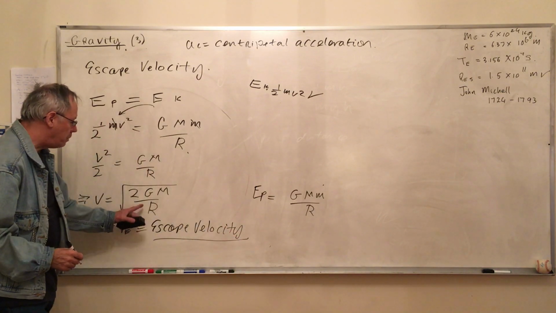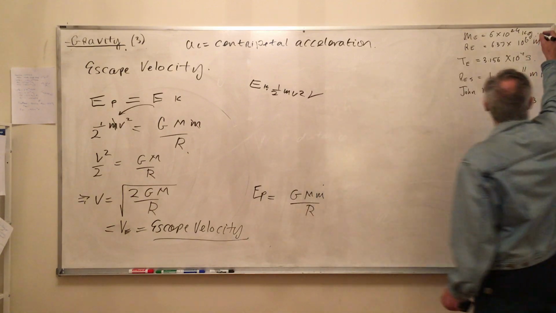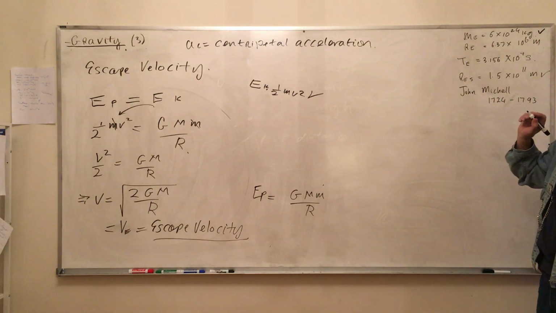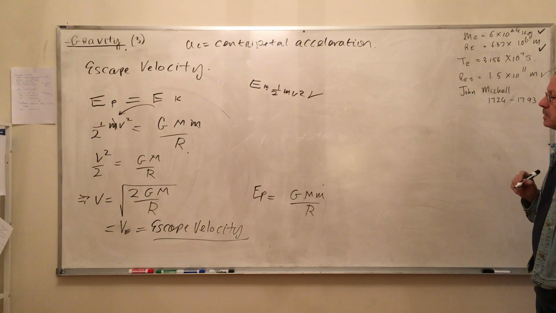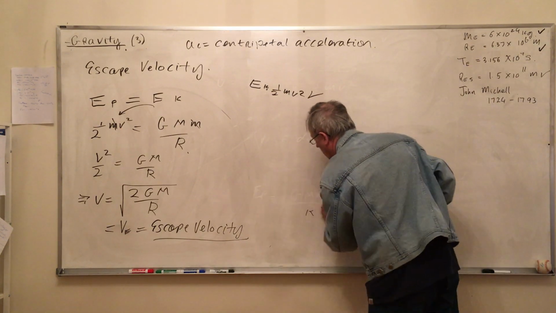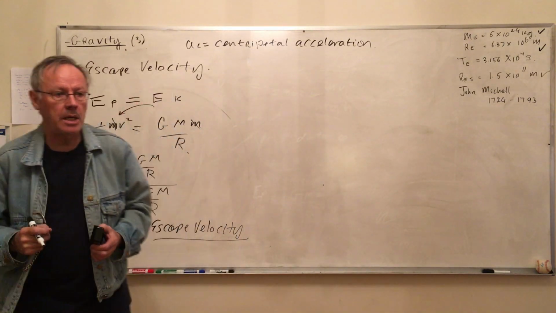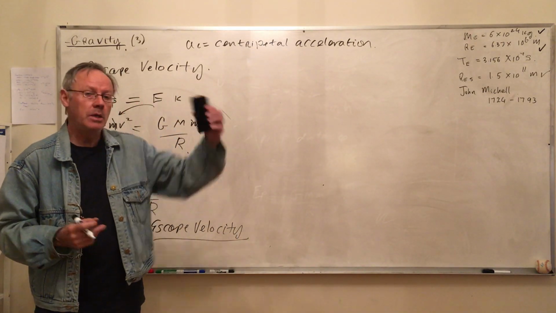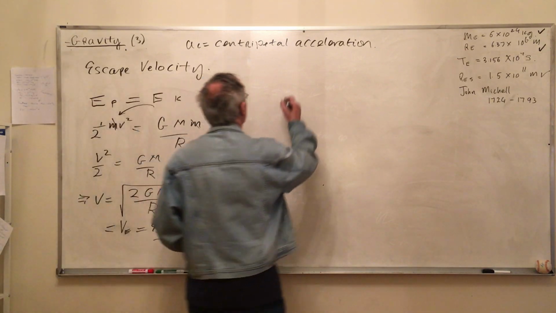As an exercise at home, put in the radius of the Earth, put in the mass of the Earth and work it out. The mass of the Earth is 6 by 10 to the power of 24 kilograms. The radius of the Earth is 6.37 by 10 to the power of 6 meters. Put those in and you get the escape velocity at the surface of the Earth. If you want to know what the escape velocity is for the space shuttle in orbit, you have to add that extra little bit. Okay, so what else?